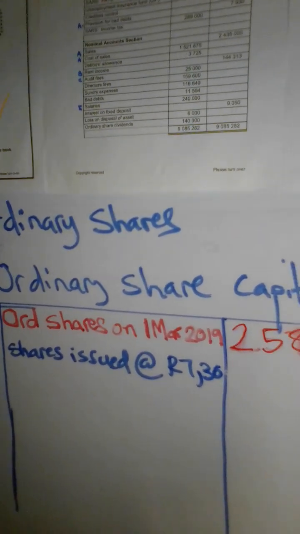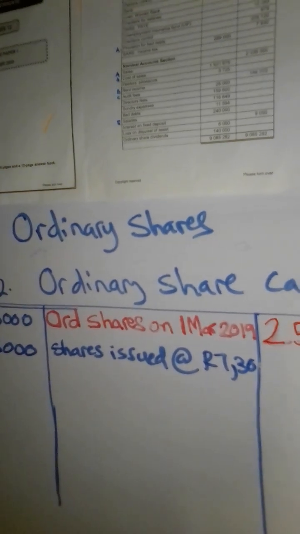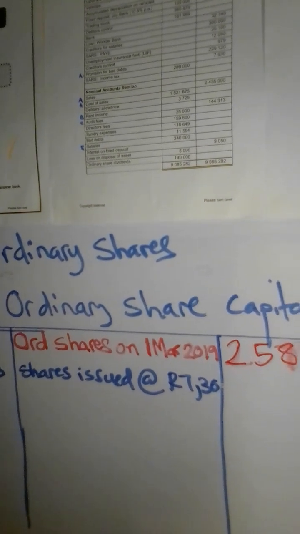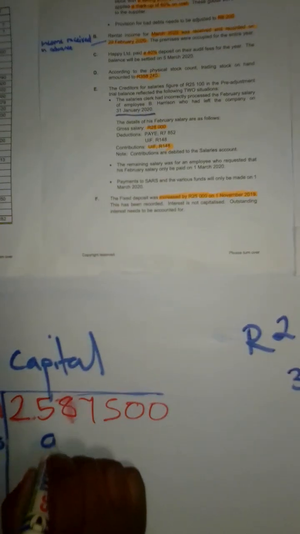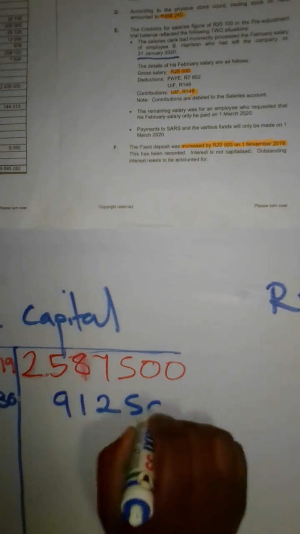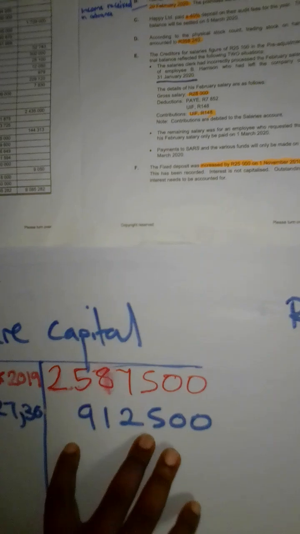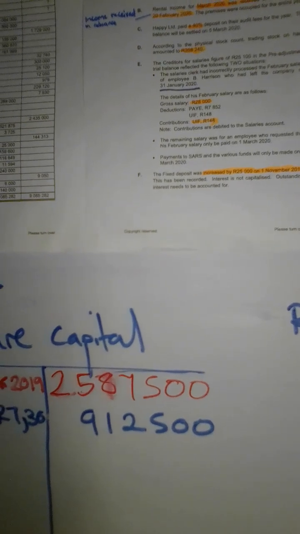So we can calculate again. R7.30 times 125,000 shares is going to give us 912,500. So this is the amount for the additional 125,000 shares that were issued. Let's move on.